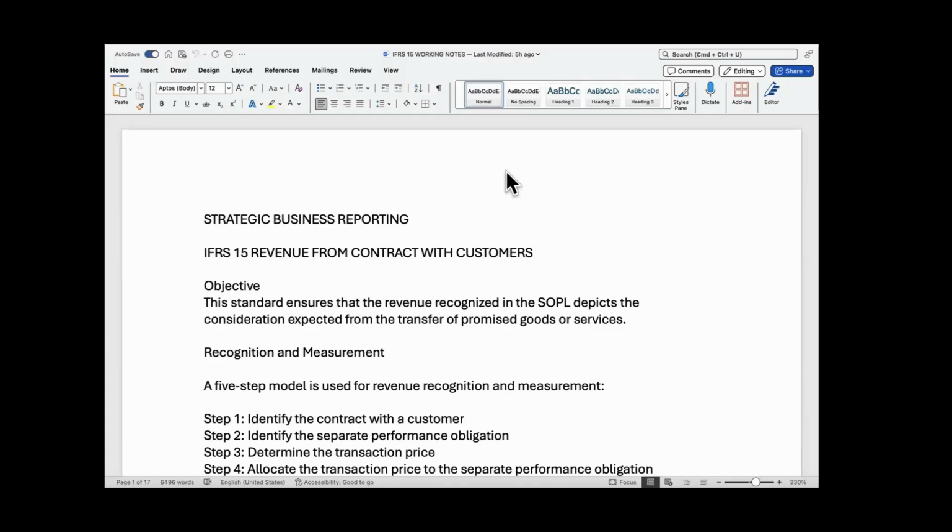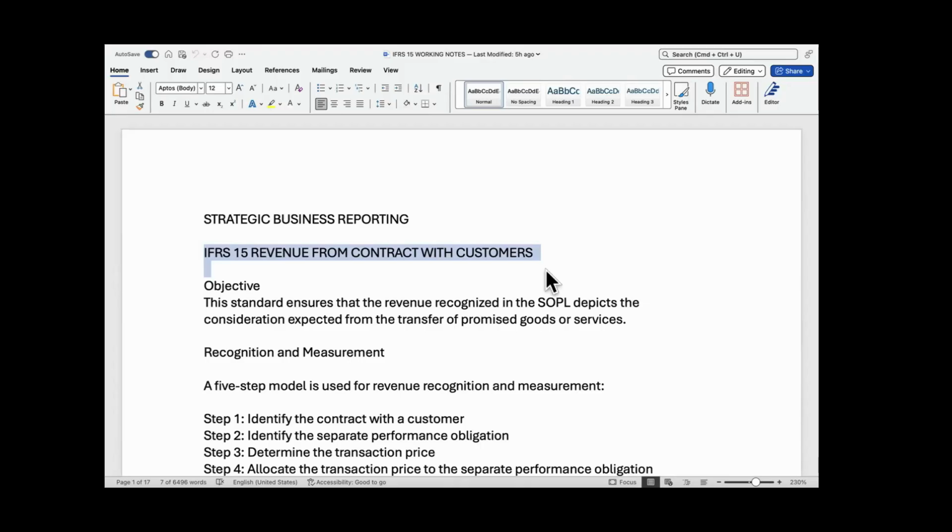All right, good. You're welcome again to another class on strategic business reporting. Tonight, one thing is sure: we're going to properly round up IFRS 15 by looking at several questions. Then we would have closed out IFRS 15 the right way. Then we can face IFRS 16 squarely, before we move to group accounts.